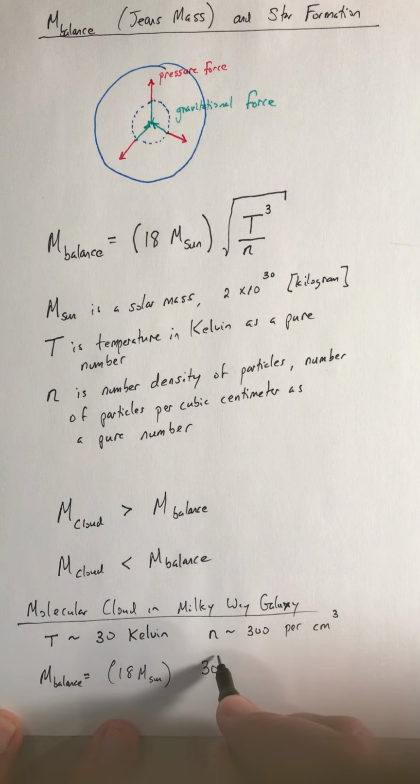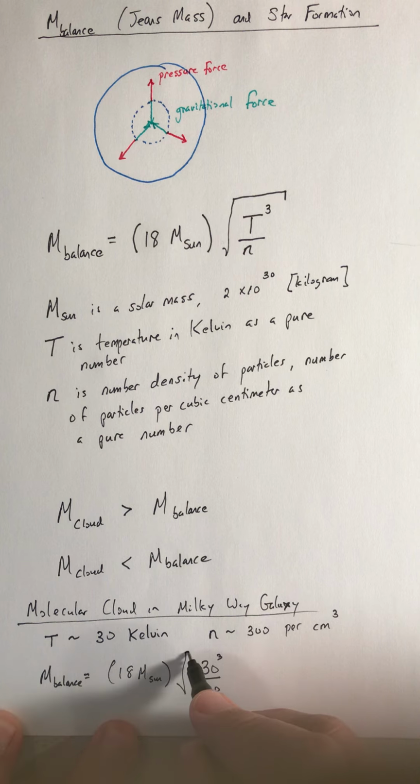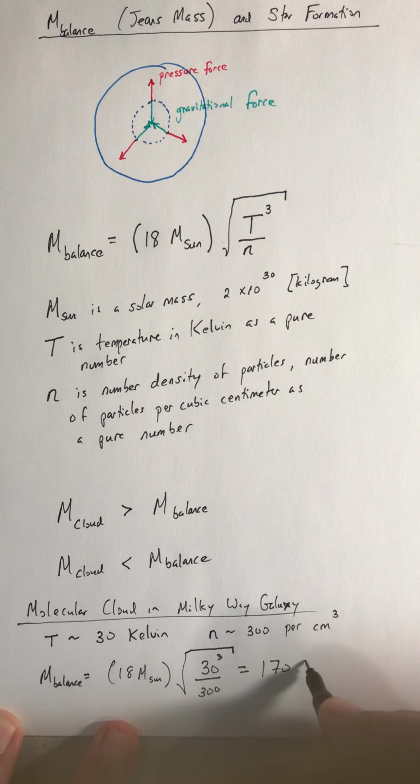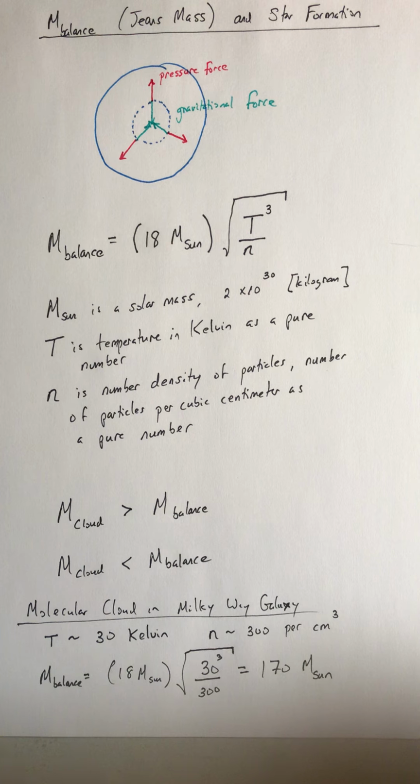I have a 30 cubed over 300, and that's all under a square root. It's going to give me 170 solar masses. So a molecular cloud in the galaxy, if it is less massive than about 170 times the mass of the sun, it's not going to undergo star formation. It's not going to start to collapse.